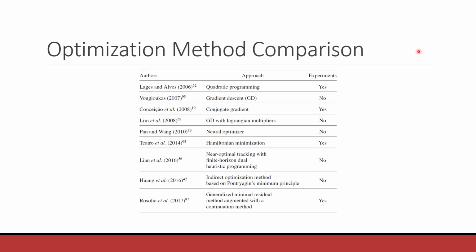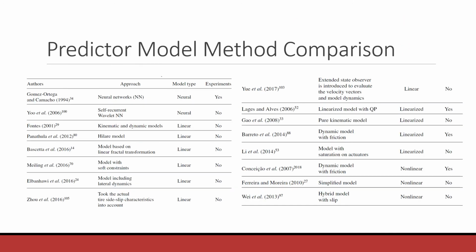Here we can see a summary table of different optimization methods that are useful for model predictive control implementation that are presented in the paper. Here we can also see that some of the methods have not been implemented in experiments. Here in this table, we can observe the comparison between different predictor model methods. Here we also see that model types are linear, non-linear and linearized, and some of them are also not presented in experiments and are open to research.